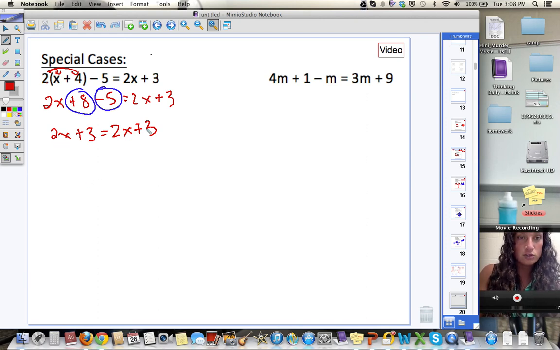2x plus 3 equals 2x plus 3. That is a true statement. So if I wanted to keep going, and I will now, okay, let's get my numbers to one side. I'm going to subtract 3 from both sides. I'm going to move this 3.